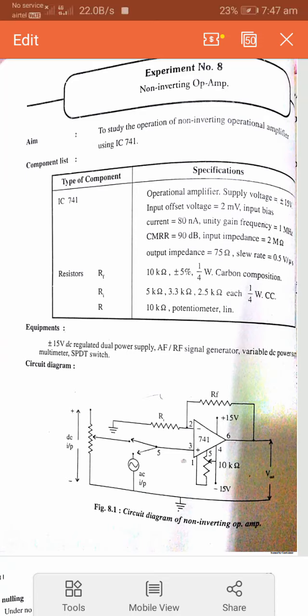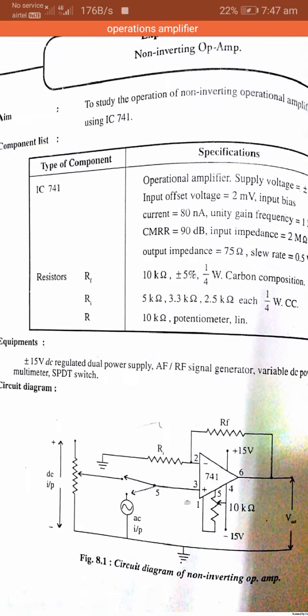Aim: to study the operation of a non-inverting operational amplifier using IC 741. Components required for this non-inverting operational amplifier using IC 741: IC 741 operational amplifier.